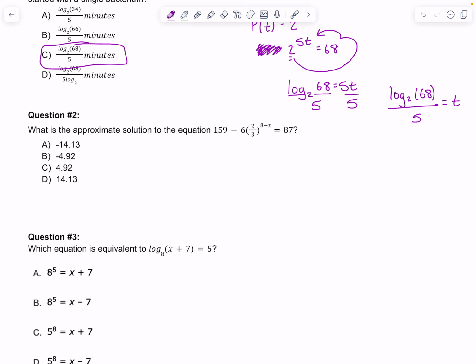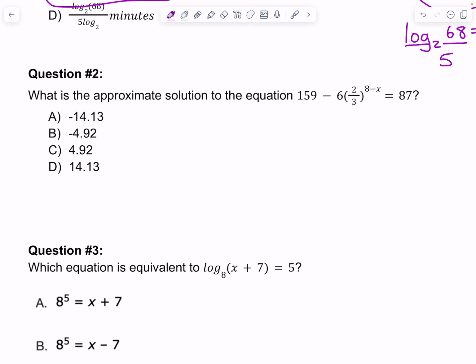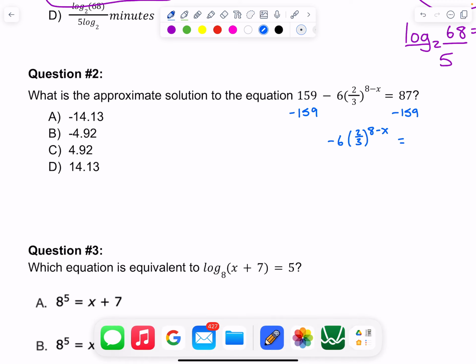Number 2 says, what is the approximate solution to this equation? 159 minus 6 times 2/3 to the power of 8 minus x equals 87. So let's solve it and check it with Desmos. So the first thing I'm going to do is get the exponential part of this equation by itself. So I'm going to start that by subtracting the 159 because I want to get this part, including that negative, by itself. So it'll definitely help to subtract that out. So negative 6 times 2/3 to the 8 minus x is my exponent. And then I have 87 minus 159.